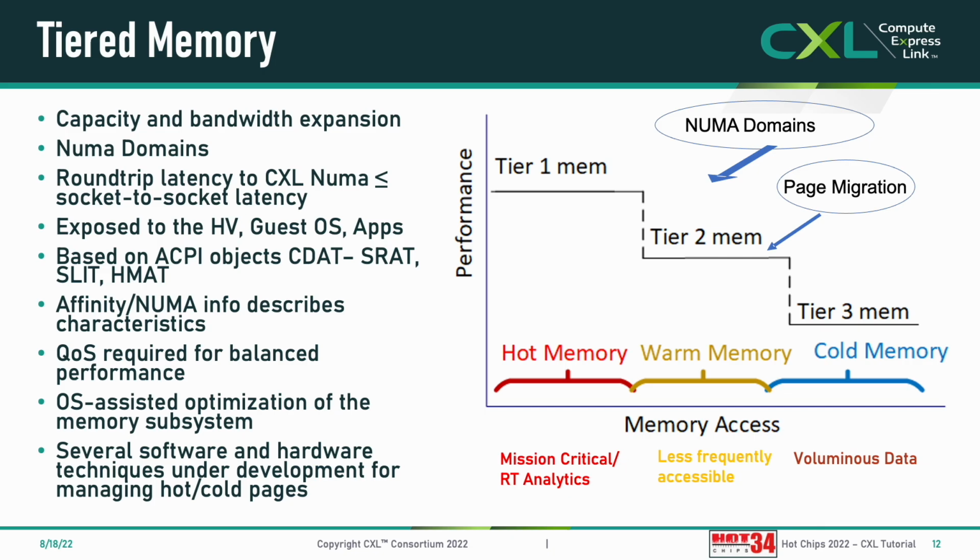The CXL specification provides mechanisms based on ACPI objects such as CDAT, SRAT, SLIT, and HMAT to describe the latency and performance characteristics of the attached devices. This information can then be used by software to calculate the NUMA distances and proximity domains, and then used for memory allocation decisions and runtime memory management policies.